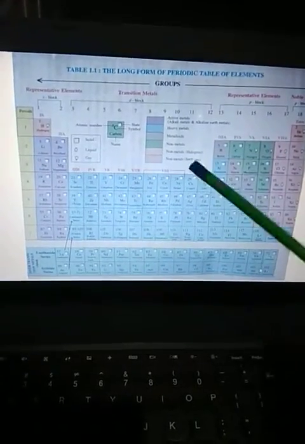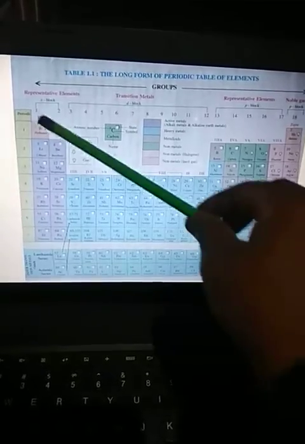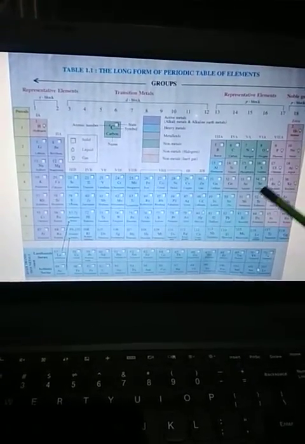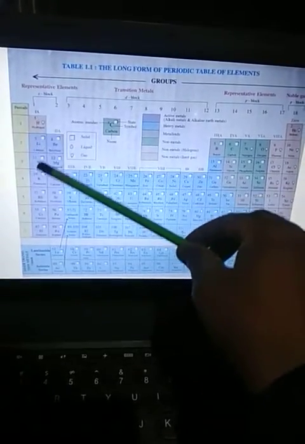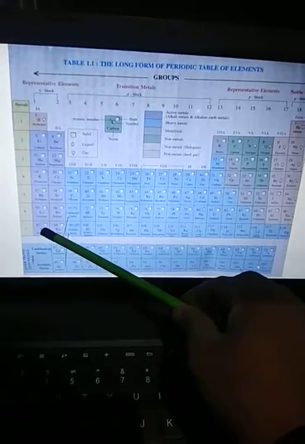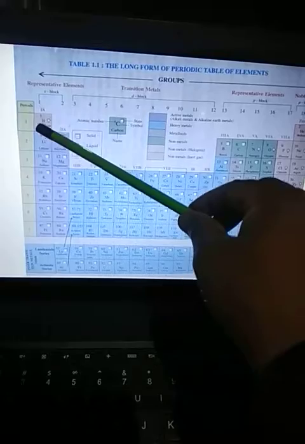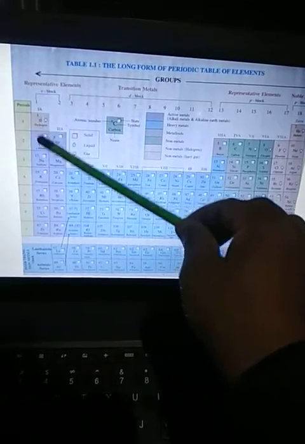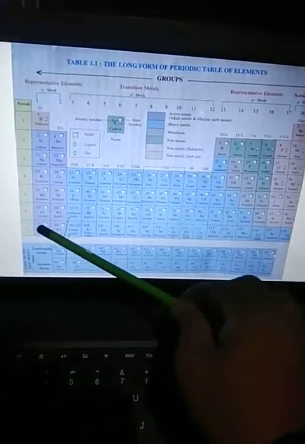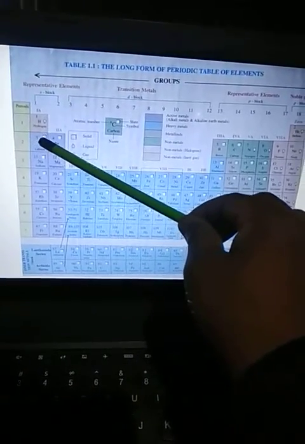Now we need to see the different groups. Group 1, group 2, like this. If you see the group 1 elements, we have hydrogen, lithium, sodium, potassium, rubidium, cesium and francium. They are called group 1 elements, and they are also known as alkali metals, except the first element, which is a non-metal. The reason is that they form strong alkalis or strong base.